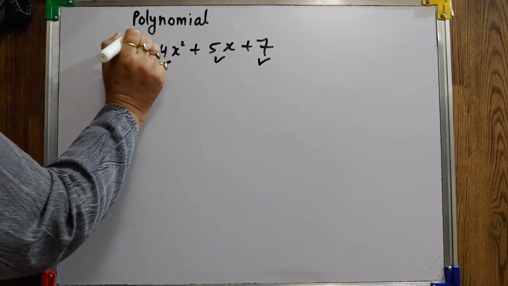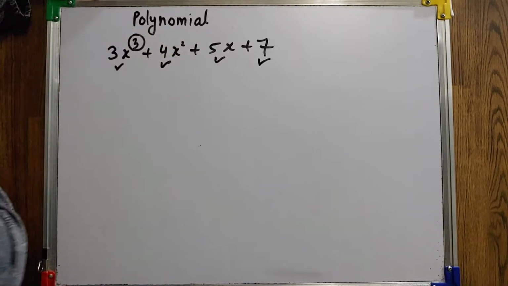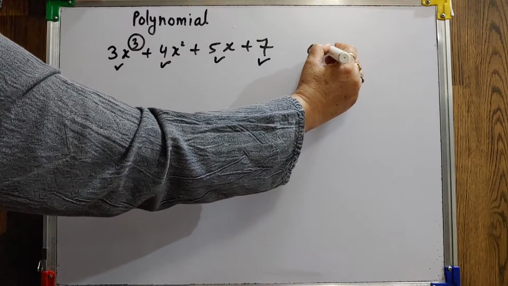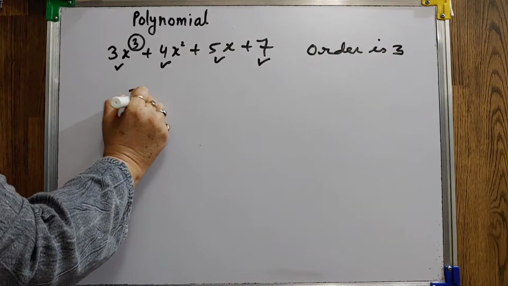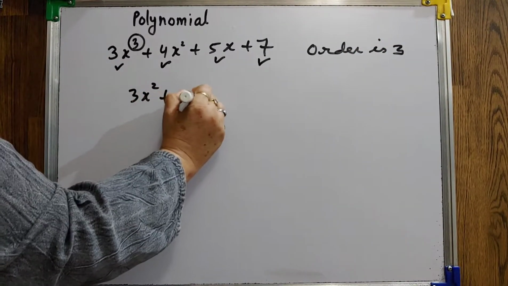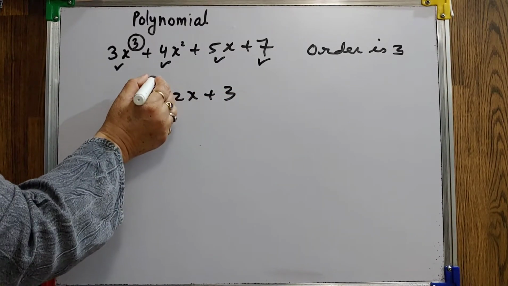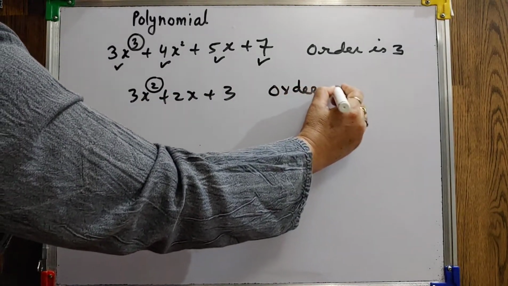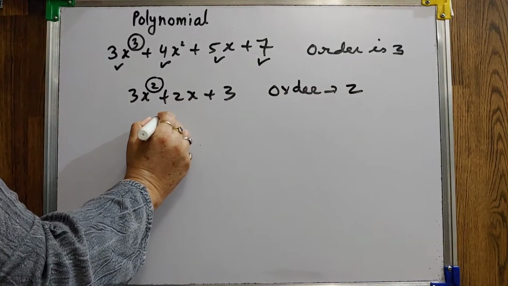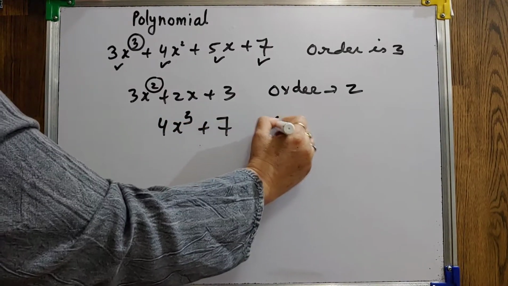Okay. Now the maximum power of this variable x is 3. So we say order is 3. Same way if I write this, here highest power of variable x I have taken 2. So here order is 2. If I write in this way by taking 2 terms, what is the order?